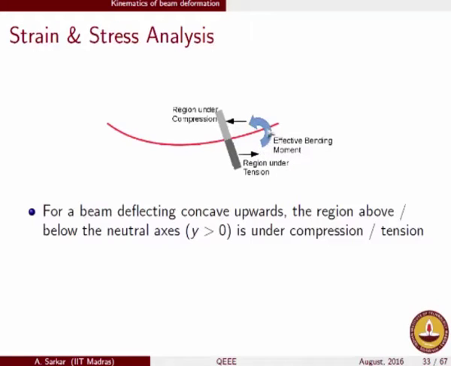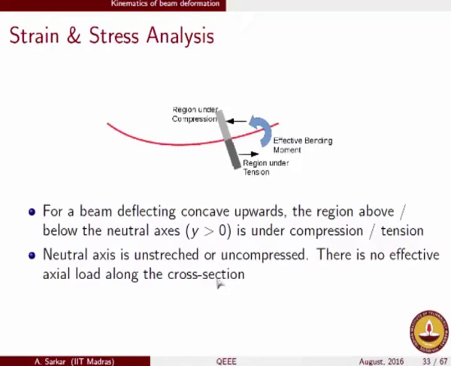So this is the bending moment that we are seeing because of these two couples kept together, right. If it is bending like what we have seen, which is concave upwards, the region above the neutral axis will be under compression and the region below the neutral axis will be under tension. So that is our conclusion which we have found out.